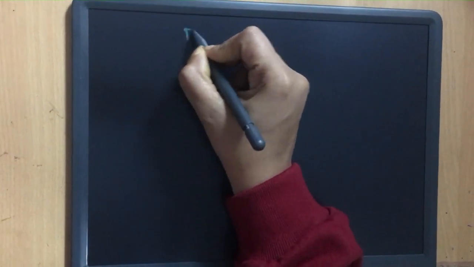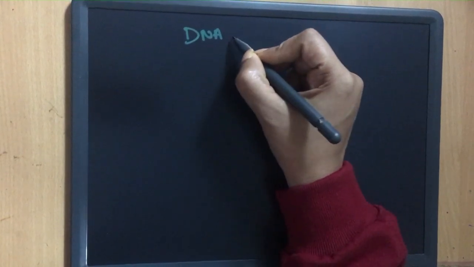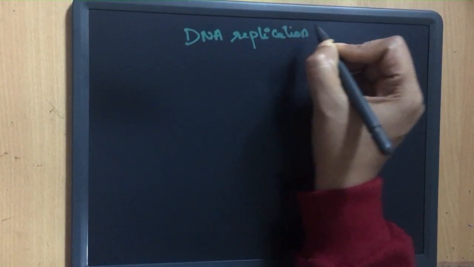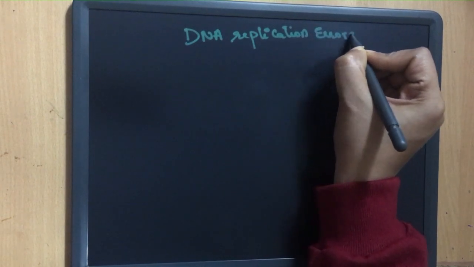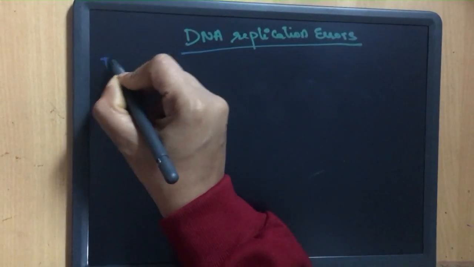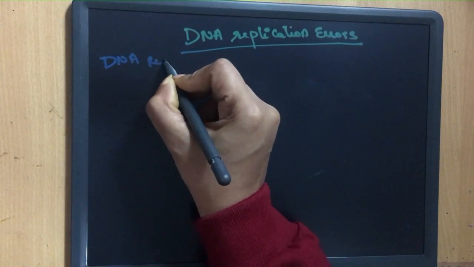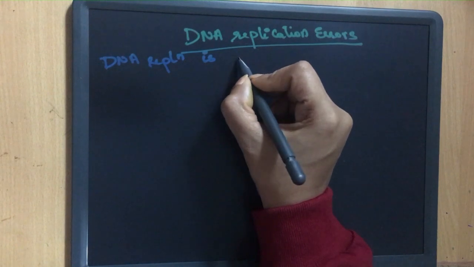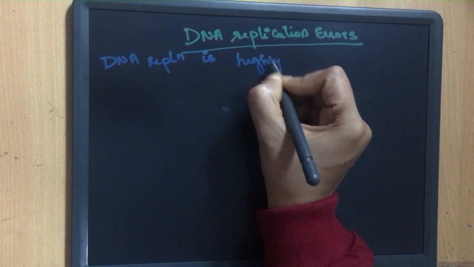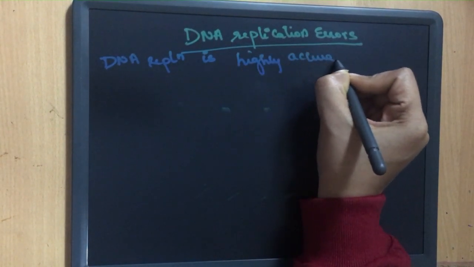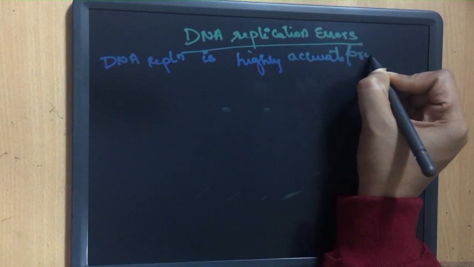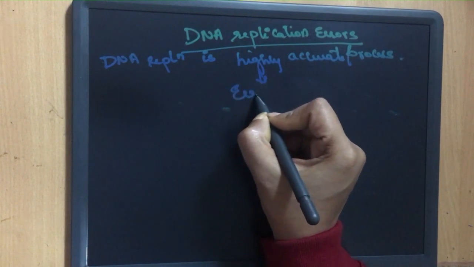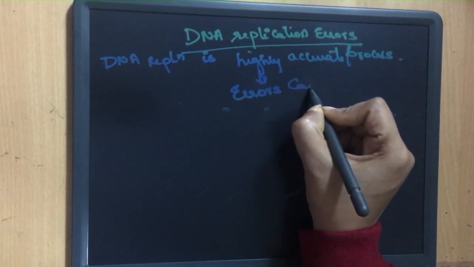Hello students, today let's study regarding DNA replication errors. DNA replication is a highly accurate process, but still errors can occur.